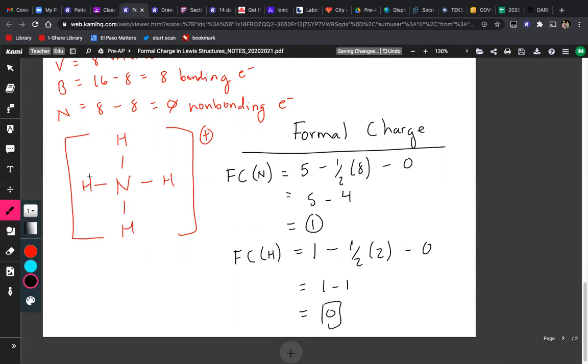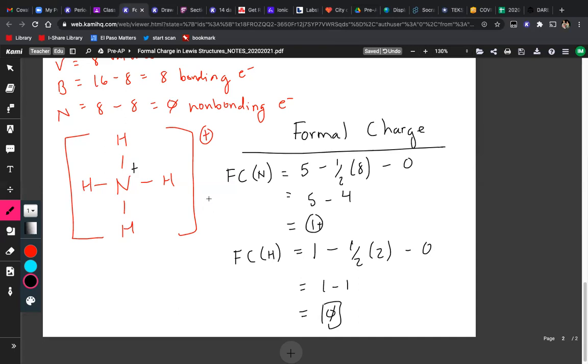Okay, so each of these hydrogens is basically neutral. There is no charge. On the other hand, nitrogen has a positive charge. He carries a positive 1 charge. So the reason why this molecule is positive is simply because the nitrogen has a formal charge of positive 1. He is the culprit. He is the reason why this molecule is carrying a positive charge.